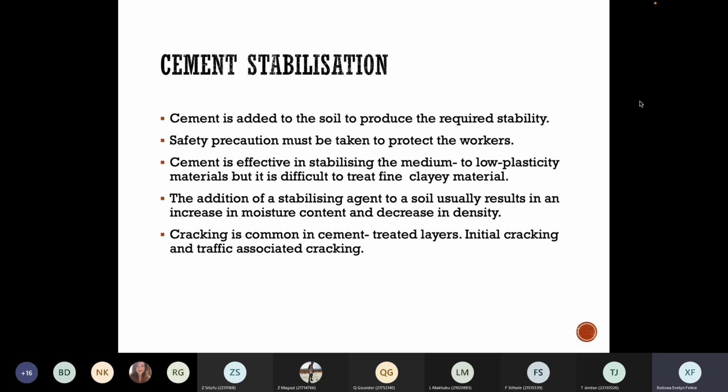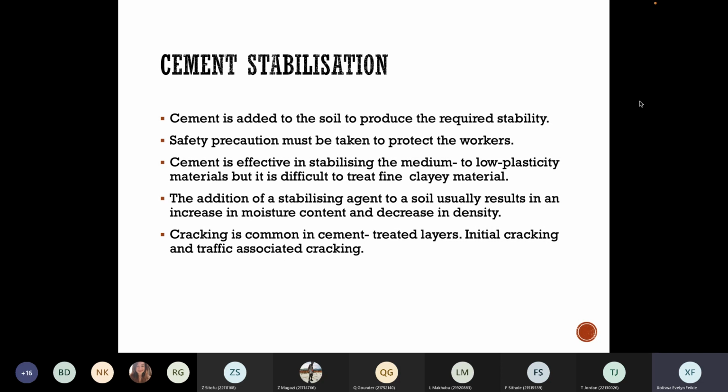The addition of a stabilizing agent to a soil usually results in an increase in moisture content and a decrease in density. Cracking is common in cement-treated layers. Initial cracking and traffic-associated cracking can be expected in this case.